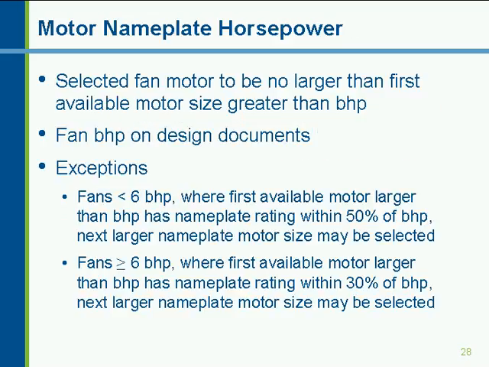There is a requirement to select nominal motor sizes that are only a certain amount larger than the calculated brake horsepower for a fan motor. In general, the selected fan motor must be no larger than the first available size greater than the calculated brake horsepower. And that is the fan brake horsepower that must be shown on the design documents. There are 2 exceptions. If you've got fans less than 6 brake horsepower and the first nominal motor size greater than the brake horsepower is within 50% of the brake horsepower, you can go up to the next larger motor size. If the fan is greater than 6 brake horsepower, where the first available motor size larger than the brake horsepower is within 30% of the brake horsepower, then you can also go up to the next larger size motor.